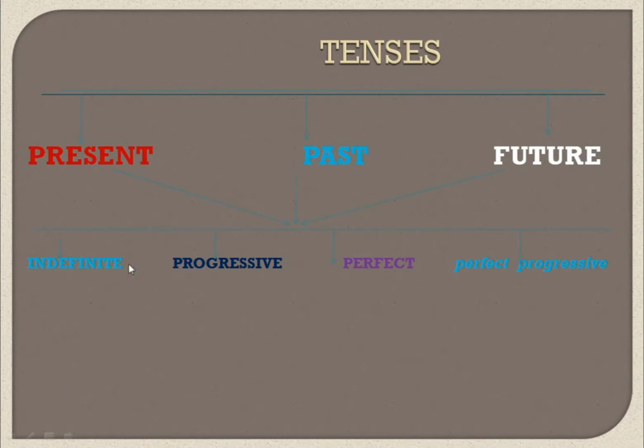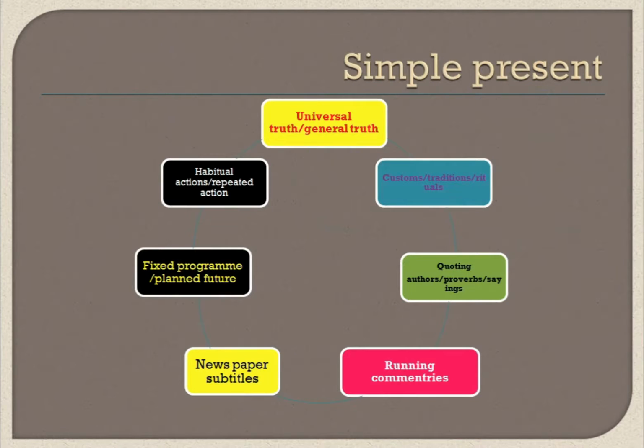And here the indefinite can also be called simple: simple present, simple past, or simple future. And the progressive is otherwise called what? Continuous. So you can say past continuous, present continuous, and future continuous. Today's class is mainly based on simple present.